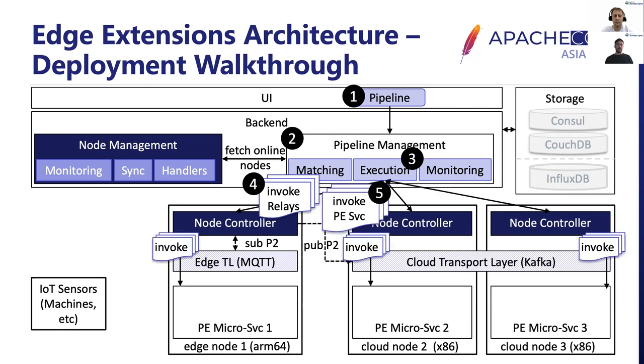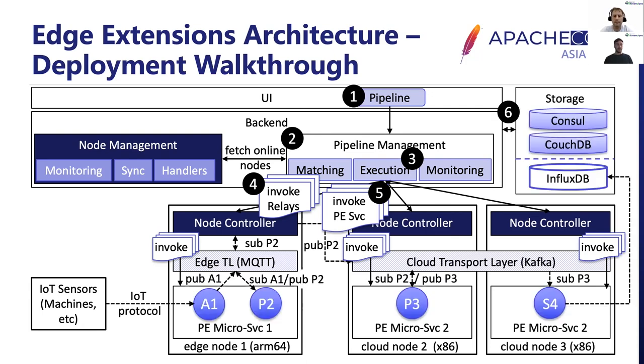Then after step four, we send out the invocation requests for the individual pipeline element services that are basically only relayed or proxied by the individual node controller instances that are to be hosting a pipeline element. So here, finally, after the pipeline elements are instantiated within the pipeline element microservices, we store the description of the pipeline and all the relays at a central location.